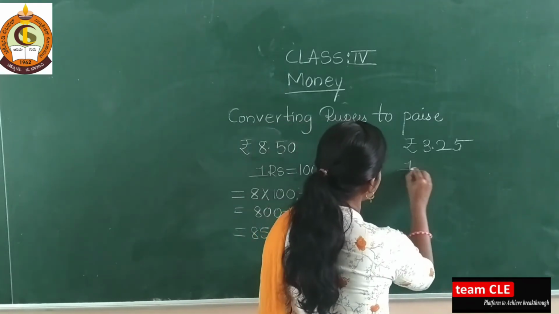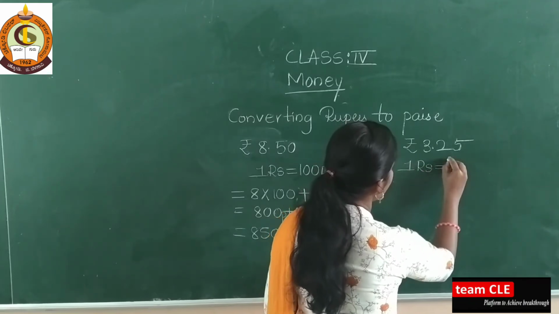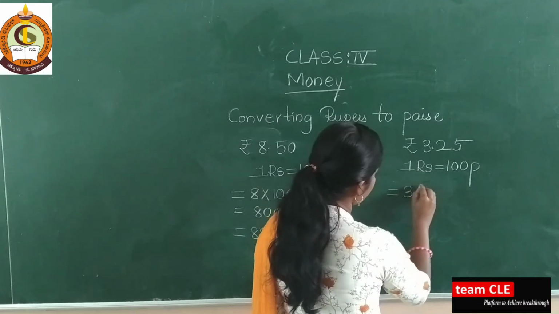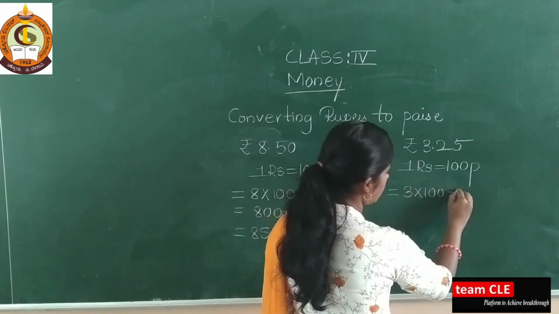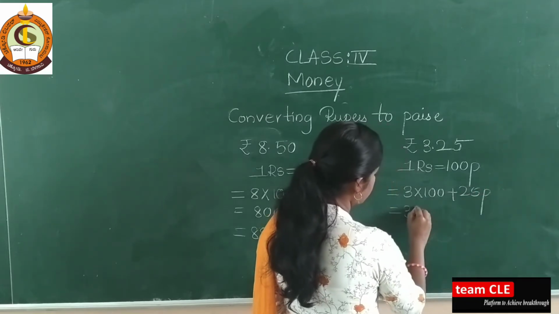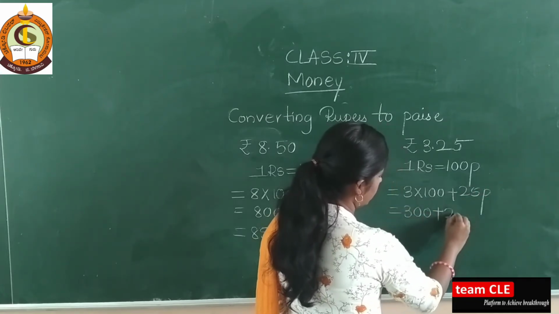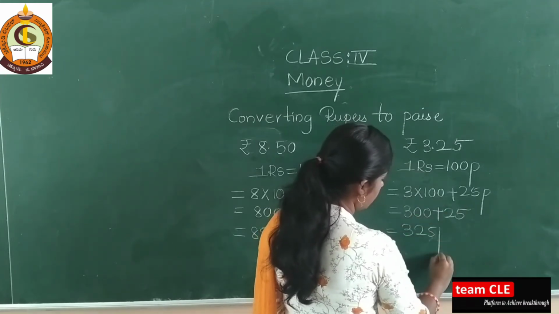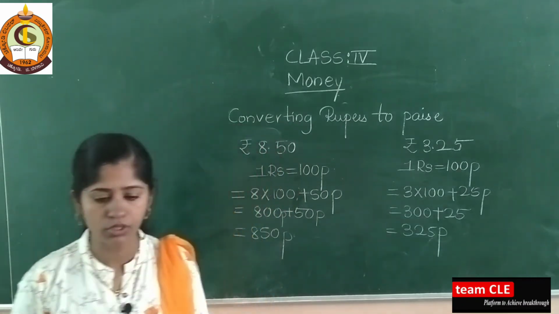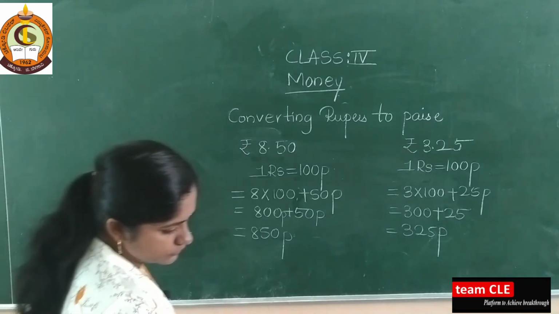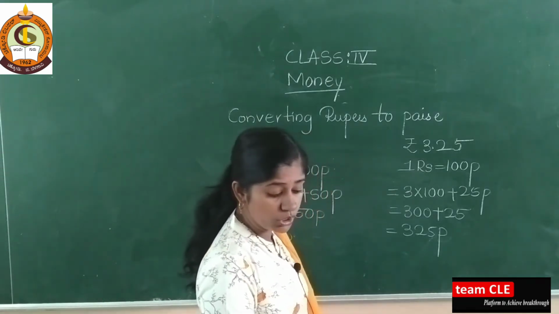Here also same procedure. 1 rupee is equal to 100 paise. Then 3 rupees is equal to 3 into 100 plus 25 paise. So multiply, 300 plus 25. After adding this, 325 paise. This type you are going to convert rupees to paise. Next I am taking one more example, change to rupees.